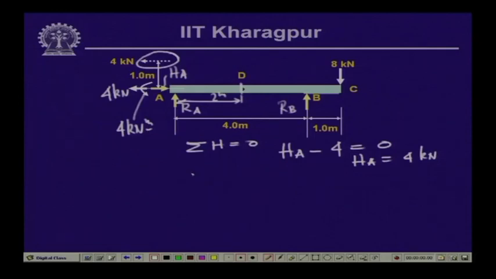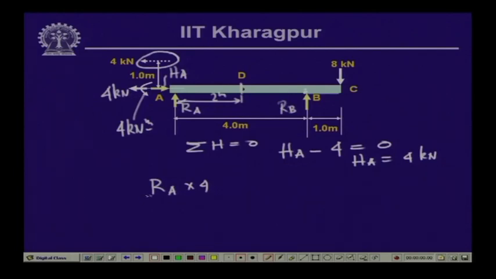Now, if we take the moment of the forces with respect to this point B, since the 4 kilonewton force and H A are acting in the axial direction, they do not contribute to any moment. When we say about the point B, it means we take the moment with respect to the center of this beam. So, the moment contribution of R A is R A times 4, which is a clockwise moment.